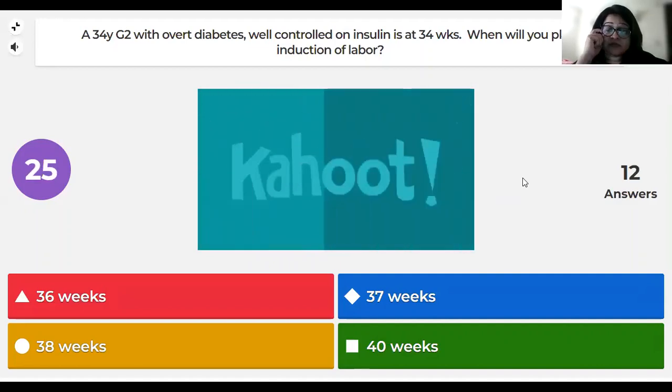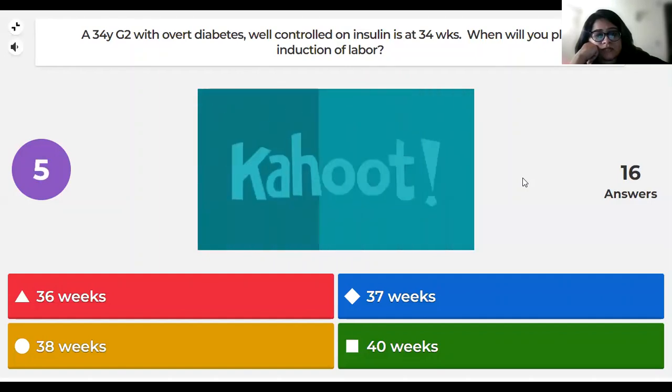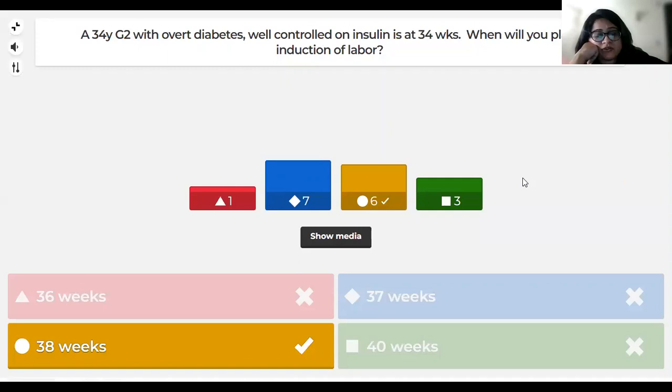34-year-old with overt diabetes, well controlled on insulin at 34 weeks. When will you plan induction of labor? This is a previous year recall. It's a little controversial also. Yes, it is 38 weeks. Okay, so we will discuss this.